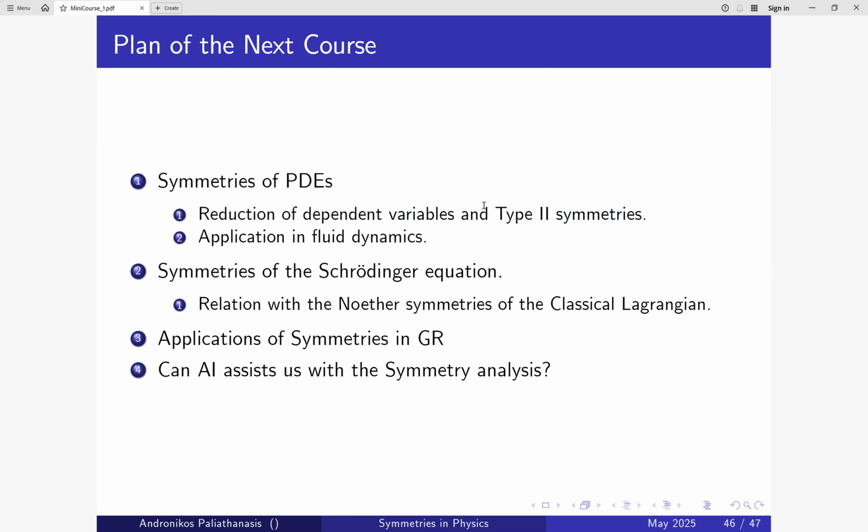Then I will discuss applications of symmetries for the solution of the Schrödinger equation and how they are related. They have something in common with other symmetries of the classical Lagrangian. Then I will show you some simple applications of symmetry analysis for the solution of systems in general relativity. And I will discuss a little bit how new techniques like AI or neural networks can help us with the symmetry analysis of differential equations. Recall that it is a tool.